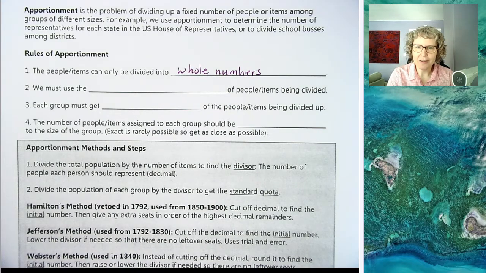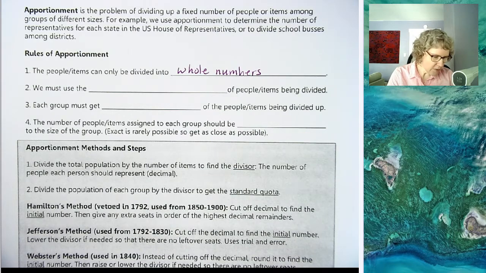That just doesn't work. We might also have things we can't divide up, like gold coins, or school buses or things like that. Anything that cannot be divided or cut into a part could lend itself to this type of problem.